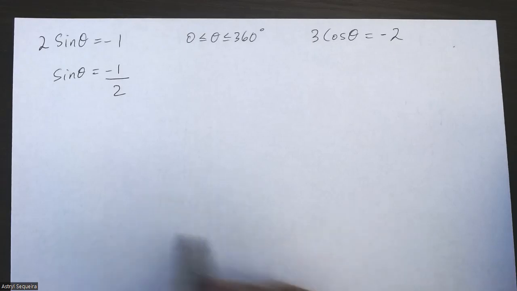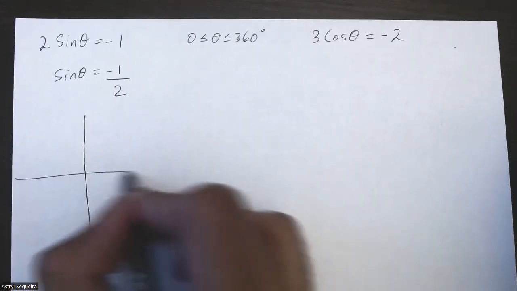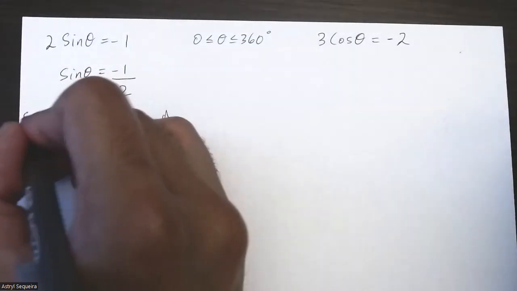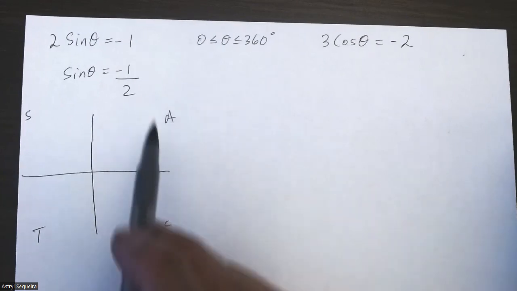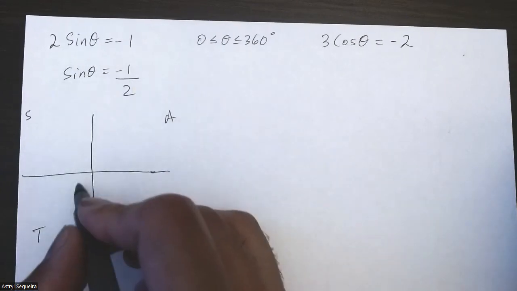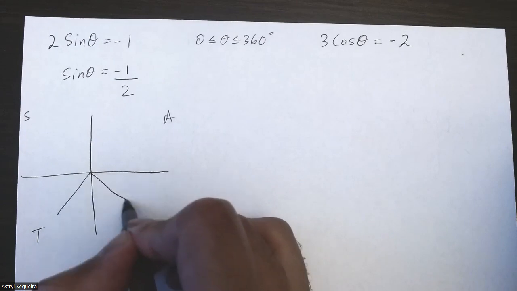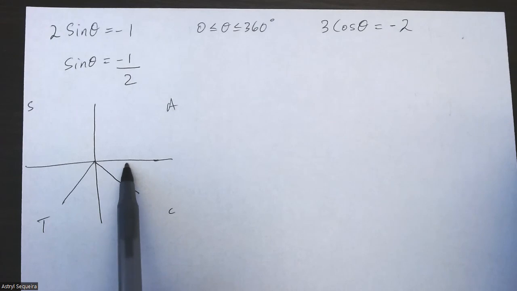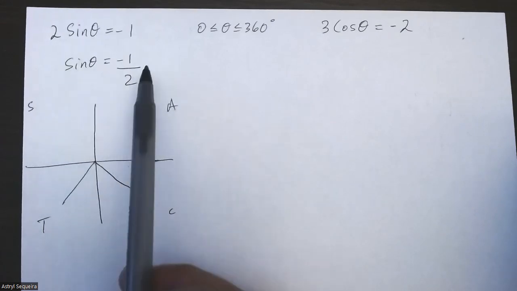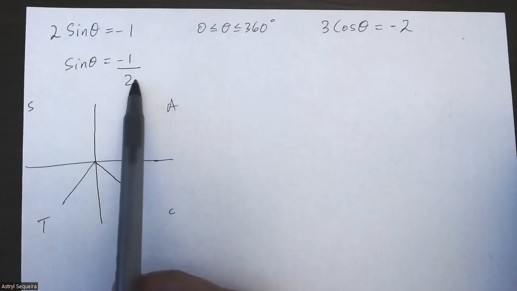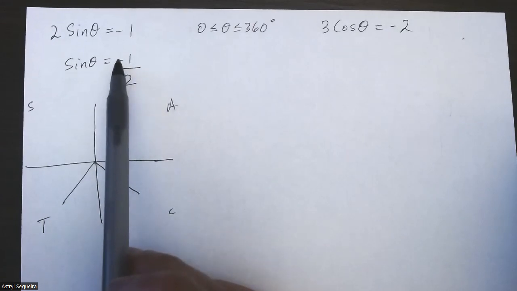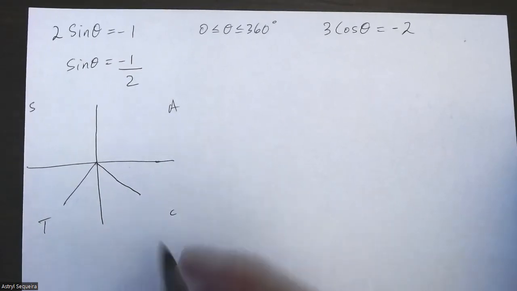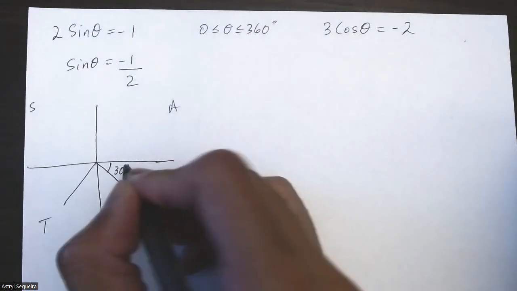The next thing you want to do is you want to do your CAST rule. So I know that sine is negative. So if I do CAST, I know that sine is positive in A and S, which means sine is negative in T and C. The next thing I want to do is I want to find the acute angle. So in my calculator, I'm going to type the sine inverse of +1/2. When finding acute angles, never put the negative sign if there's a negative sign, or it may give you a wrong solution. So if I put that in my calculator, I get the acute angle to be 30 degrees.